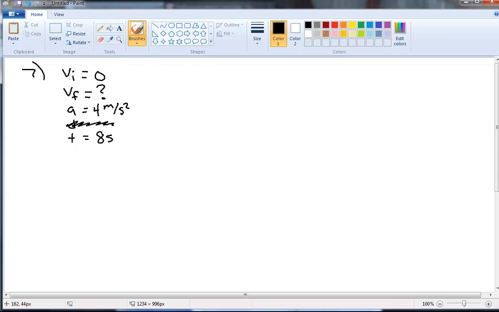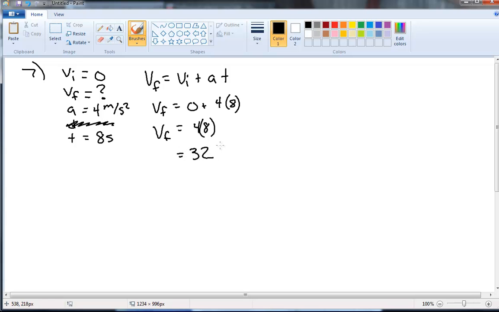Do we have an equation that deals with VI, VF, A, and T? It's going to be VF equals VI plus A times T. Let's plug it in. The VF is the unknown. VI is 0 plus A, which was 4, times T, which was 8. So this is just going to be equal to 4 times 8, which is equal to 32. And this is our final velocity, so that's meters per second. And that's number 7.